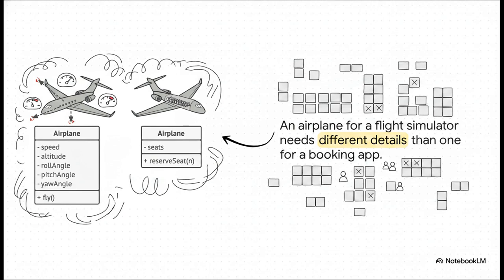And this example just nails it. If you're building a flight simulator, your airplane object needs to know all about speed, altitude, fuel levels, all that complex stuff. But for a flight booking app, all it needs to know about is the seating chart and maybe the flight number. It's the same airplane, but 2 completely different, simplified models. That's abstraction in a nutshell.